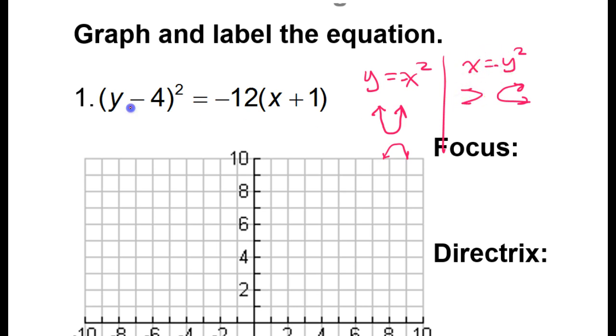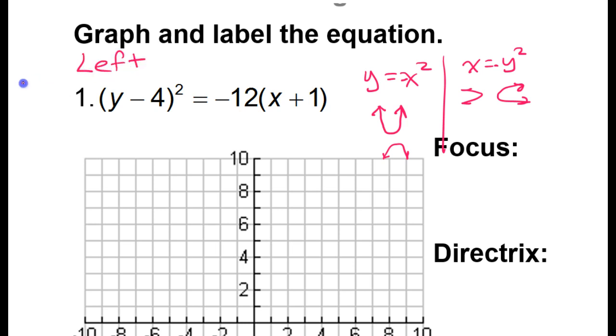So looking at this problem, I see I have the y minus 4 squared. The y part is squared. When the y part is squared, that means it is a sideways parabola. It's either going to open left or right. Because the 12 is negative, that tells me it's going to open left. So this parabola will be opening to the left.